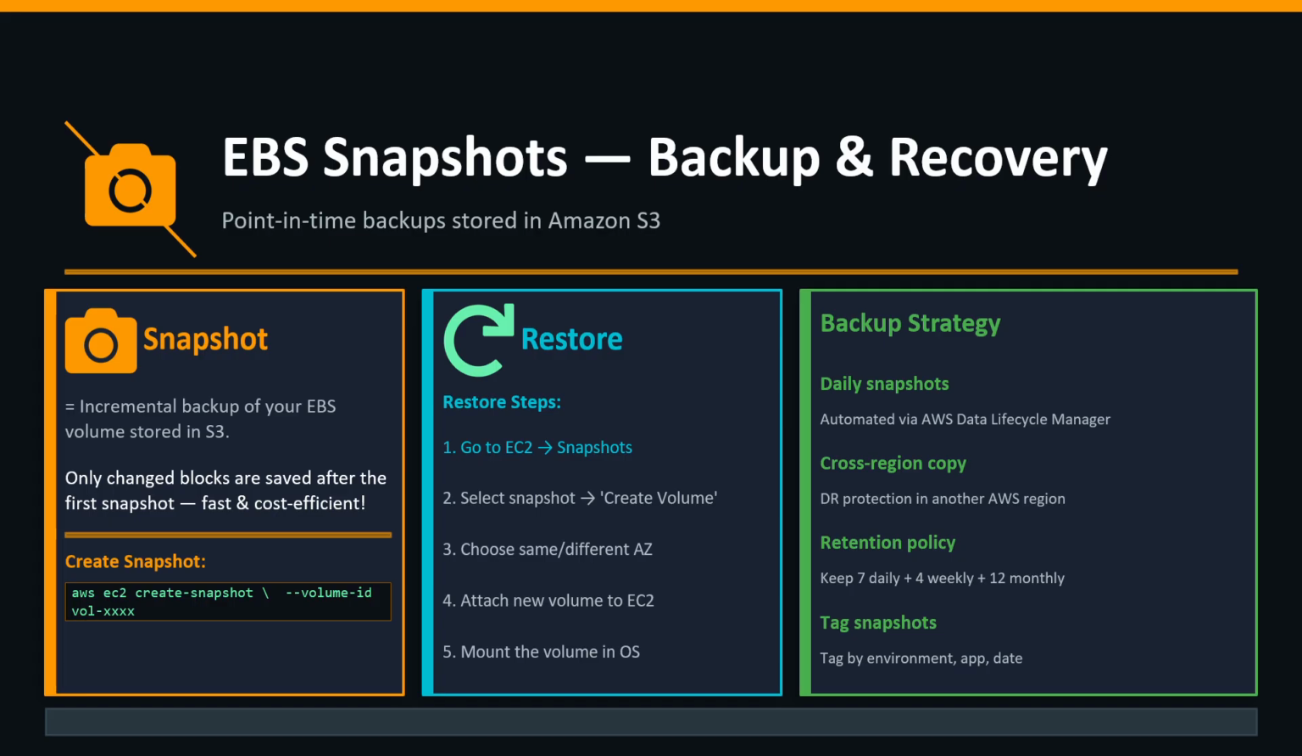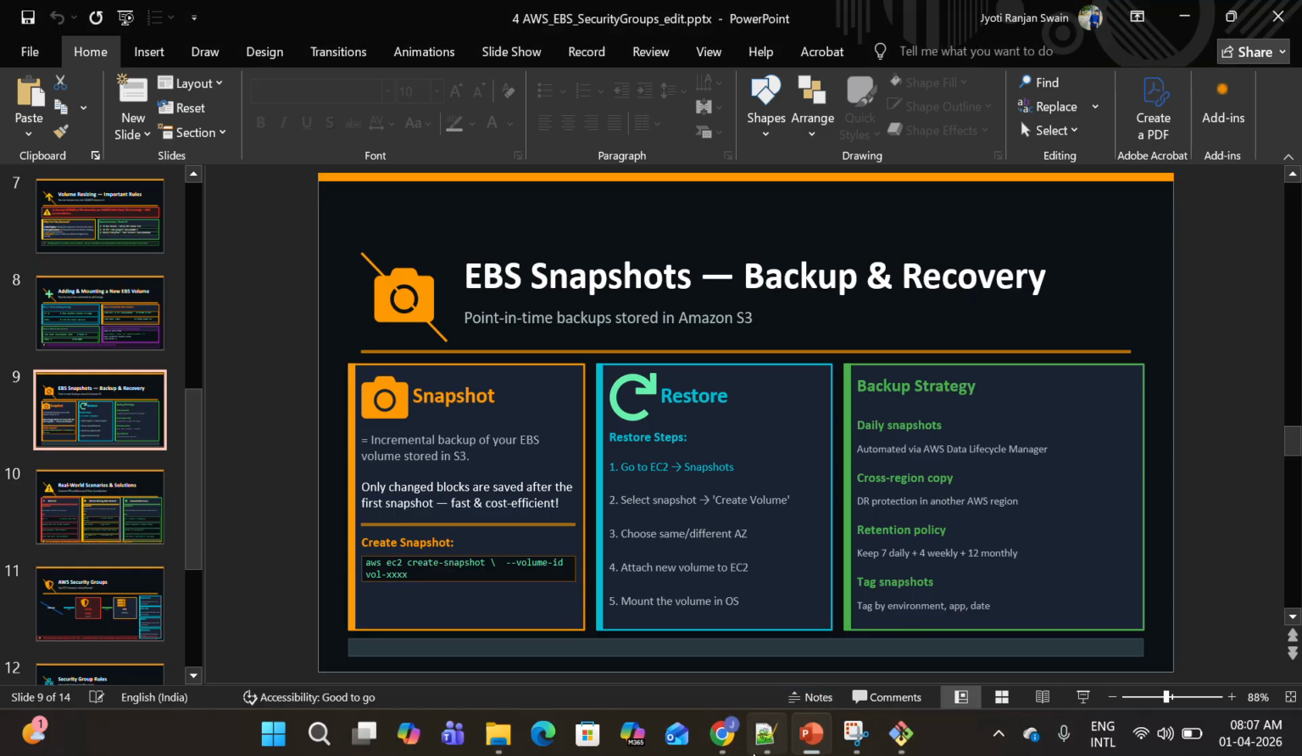Then the retention policy. This is the best and most cost effective retention policy: keep 7 days of daily snapshots and delete the rest, then 4 weeks or 12 months, and delete the rest of the snapshots. Then take a snapshot and tag the snapshot. So let's see how to take a snapshot first.